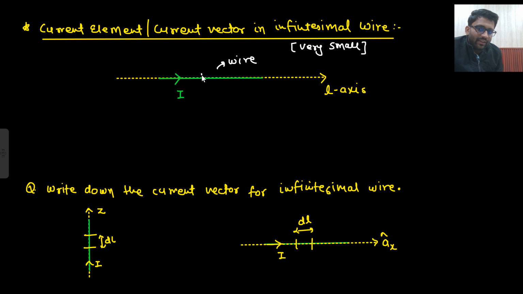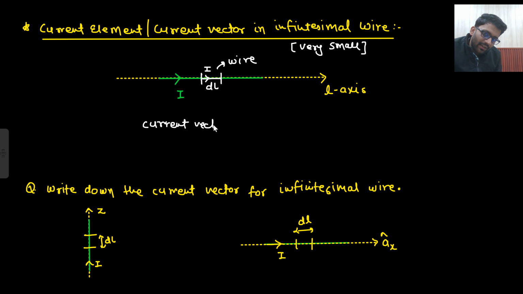Now what I will do? I will take a very small portion of this wire, a very small length. That length is dl. In this dl length as well, current I is flowing. So I have taken a small length dl where current I is flowing. So now how do I define my current vector?